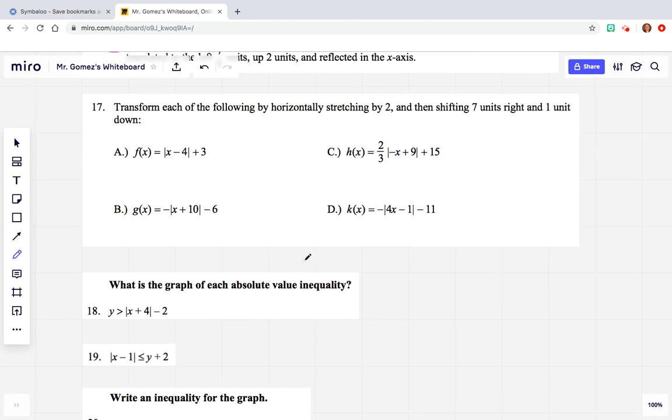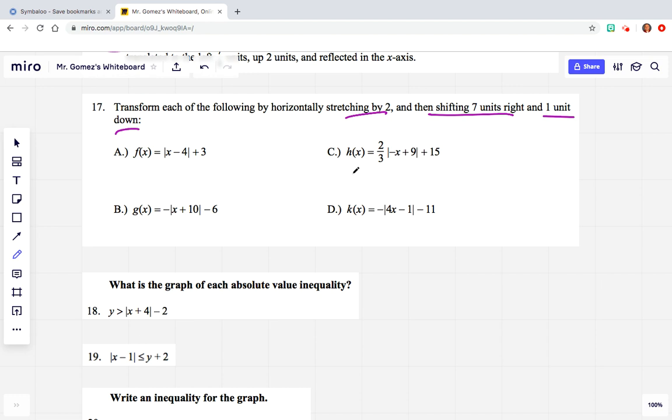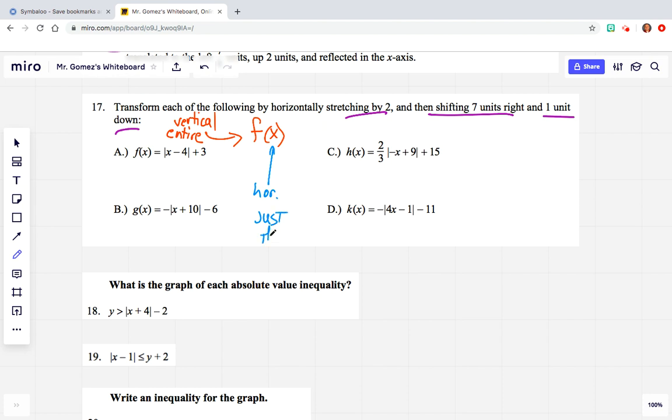It says transform each of the following by horizontally stretching by 2, then shifting 7 units to the right, and then finally 1 unit down. Okay, so this is not a multiple choice. In fact, we have to do every single one of these step by step. These are the ones that I was talking to you about in class as far as what I needed to clear up with you. So f of x is the y value, and x alone inside here is the x value. So anything that's done horizontally is going to affect just the x, and anything that's done vertically is going to affect the entire f of x, like the entire y value. Okay, so the entire y value, and then the horizontal is just the x.